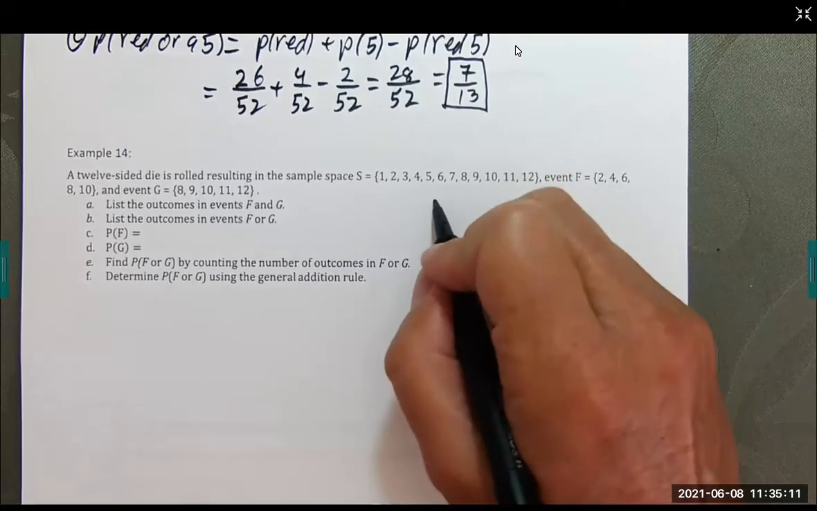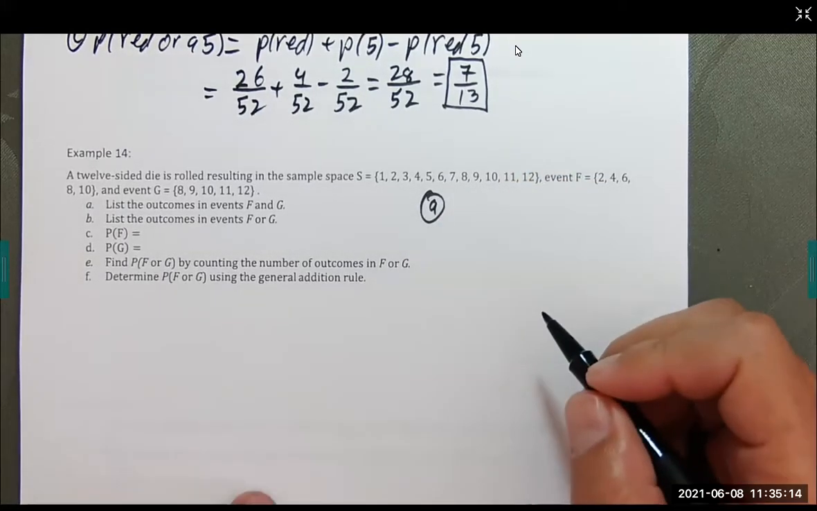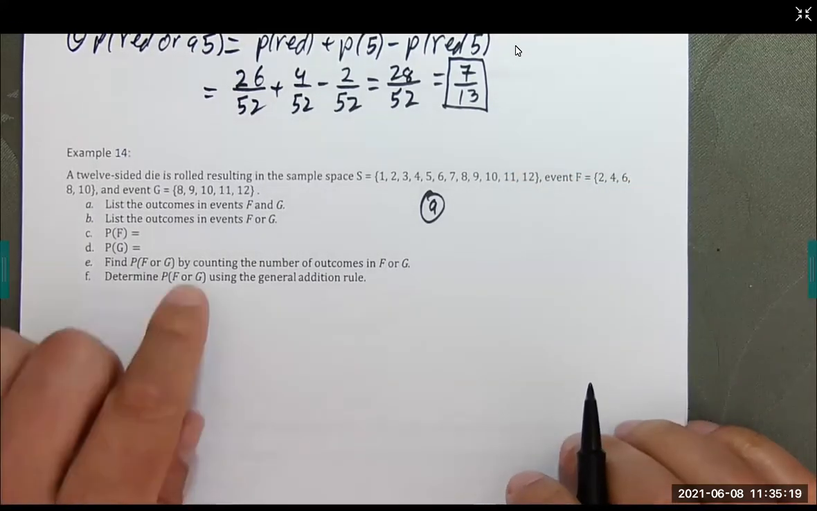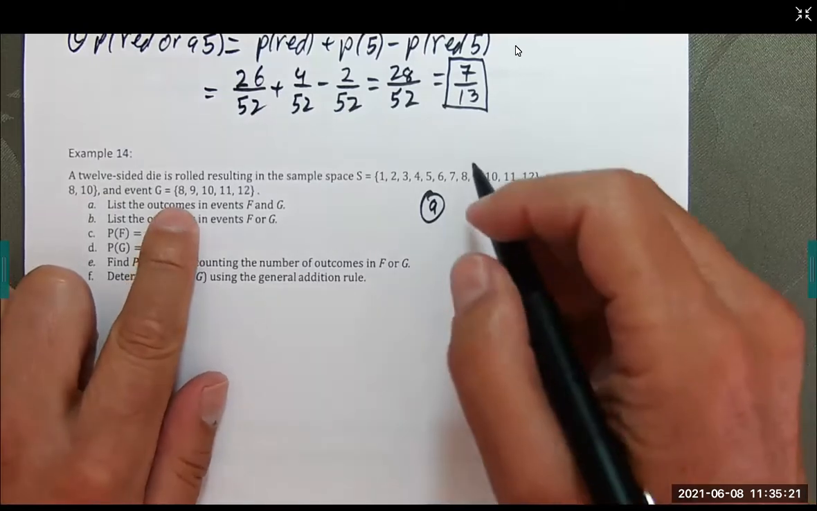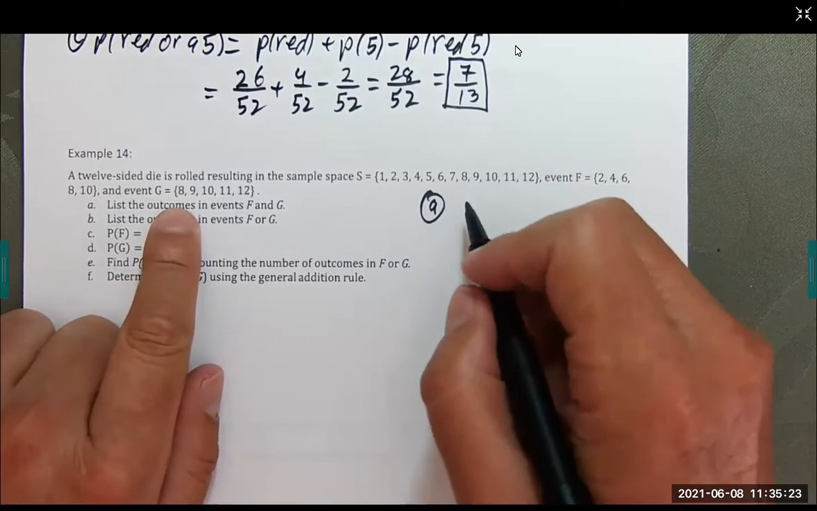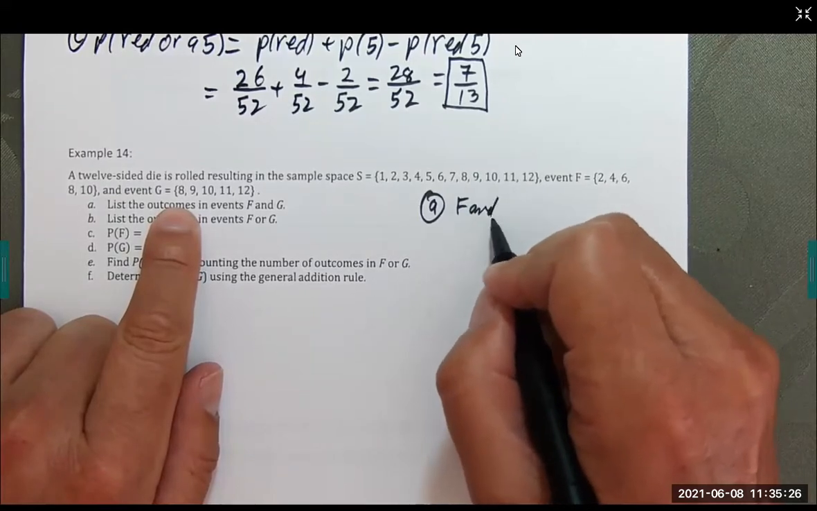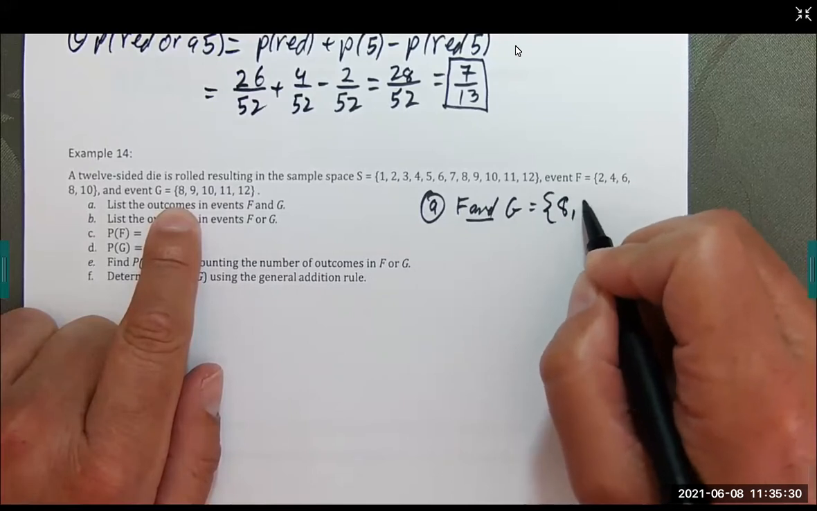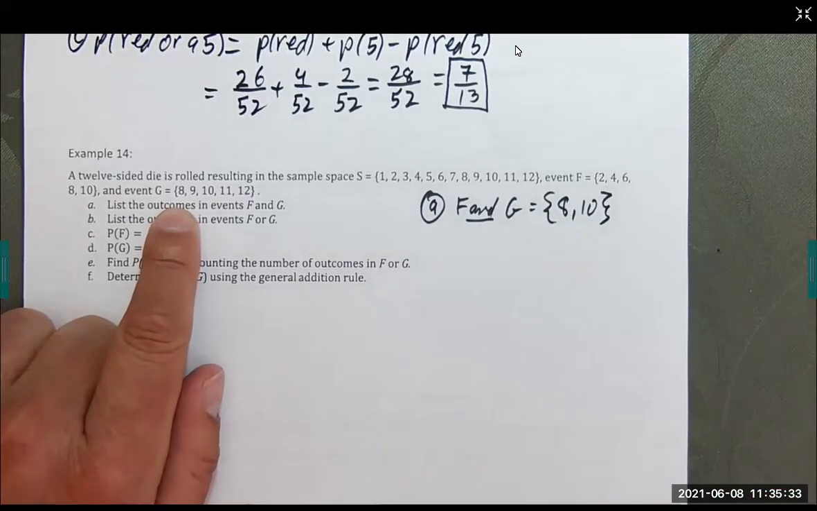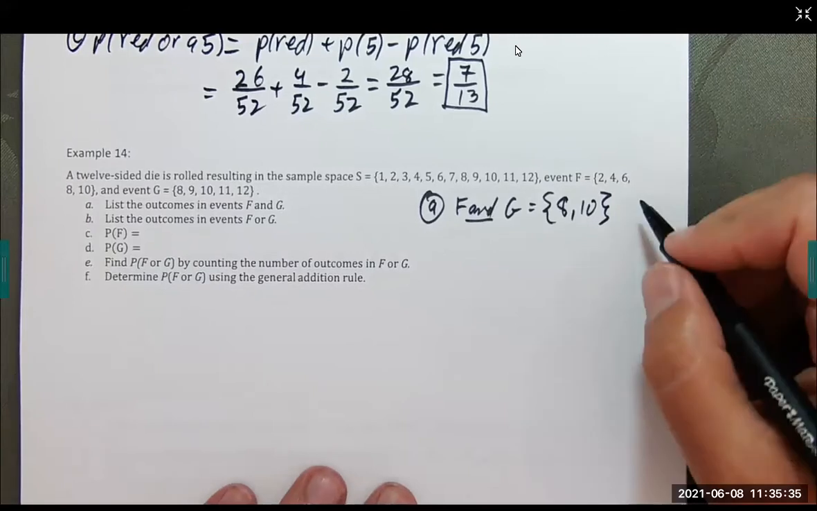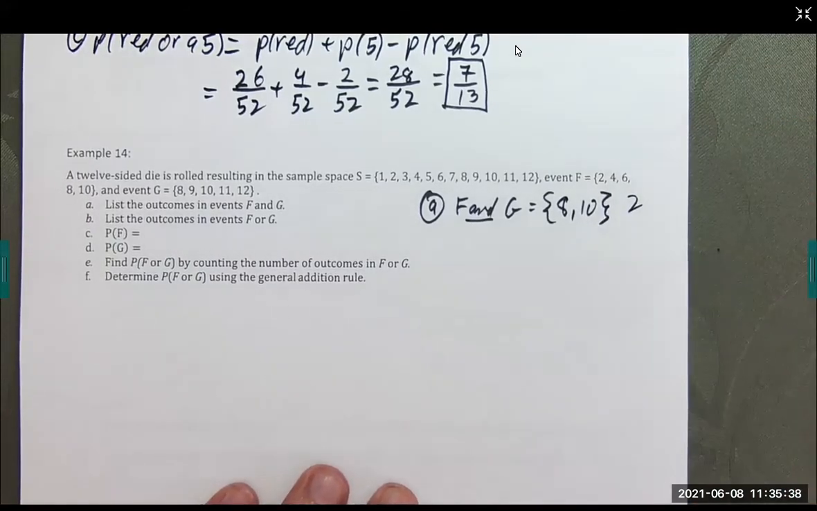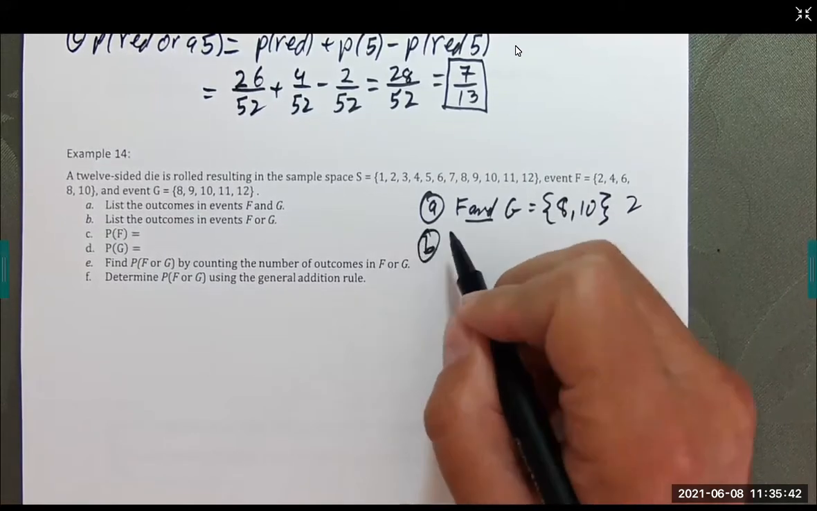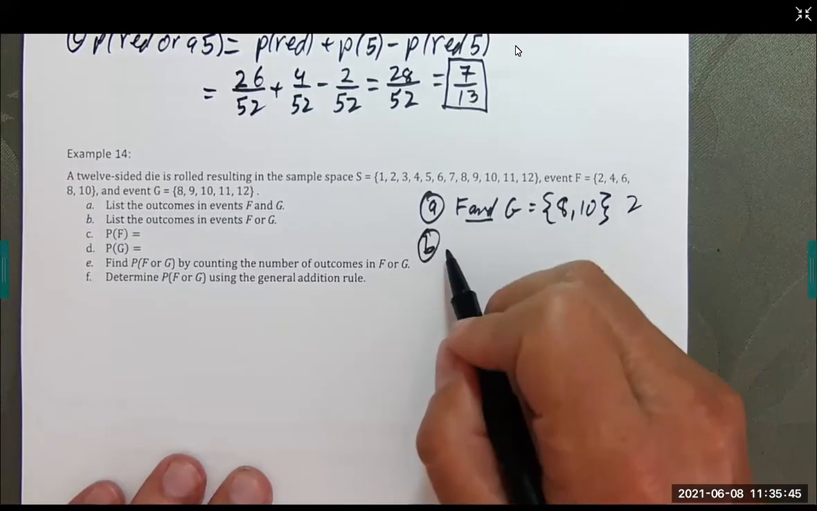And let's start with part A. List the outcomes in events F and G. So "and" means that they're in both. So what numbers are in both? It looks like just 8 and 10. So this is F and G. It's going to be the subset 8 and 10. Meaning there are 2 elements.